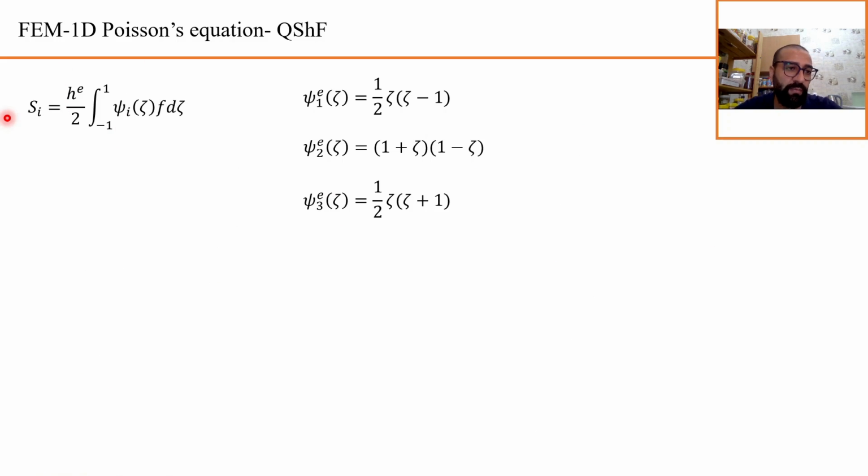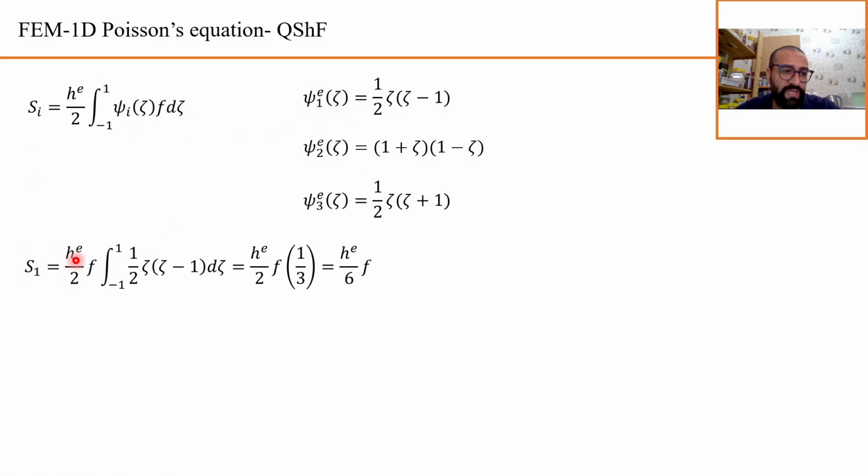Great. This time let's calculate the s coefficient, which is the multiplication of f and the shape function. For example, s1 will be h over 2, f comes out of the integral, and 1 over 2 zeta, zeta minus 1, that is psi 1, times 2 d zeta, and again if you calculate this very simple integral, it will be 1 over 3, therefore s1 will be h over 6 times f. In the same format you can easily show that s2 is 2 times h over 3 times f, and s3 is h over 6 times f. Great. We calculated the k coefficients and we calculated the s coefficients.